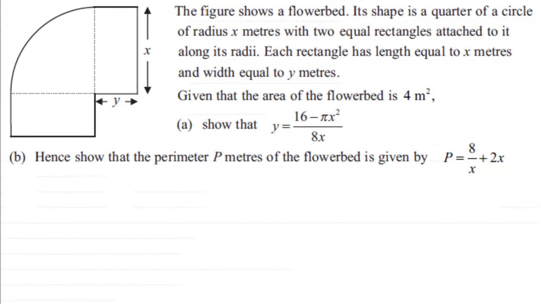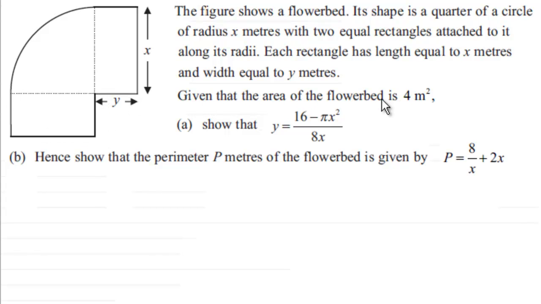Hi. Now, in this example, we're given that this figure here shows a flower bed and its shape is a quarter of a circle of radius x meters with two equal rectangles attached to it along its radii. Each rectangle has a length equal to x meters and a width equal to y meters.